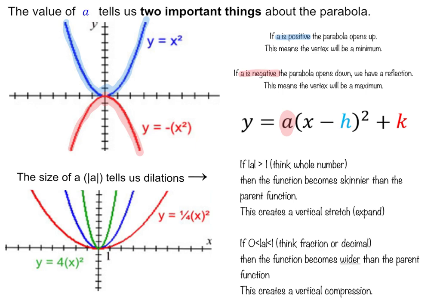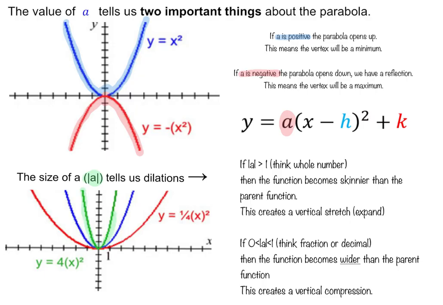In addition to whether the number is positive or negative, the type of number also tells us something called a dilation, so the size. So we don't want to focus on whether it's positive or negative. That's why we have the absolute value bars. So here we have absolute value of A because the positive and negative deals with the reflection. So if the absolute value of A is greater than 1, so just think whole number, then the function becomes skinnier than the parent function.